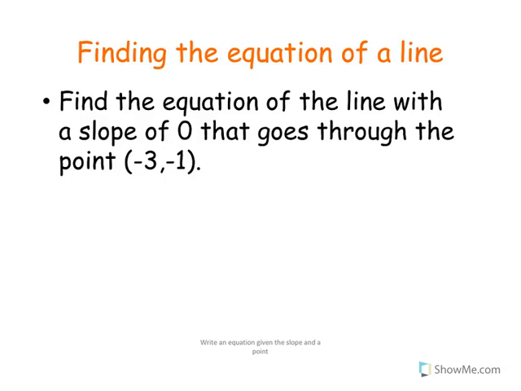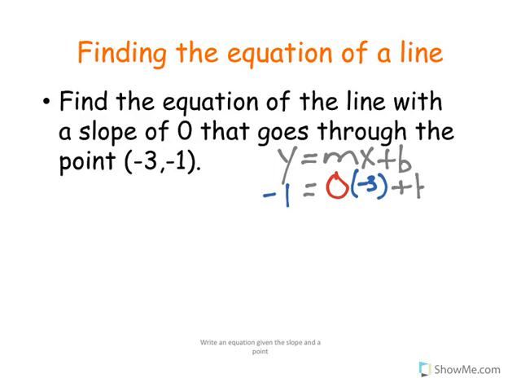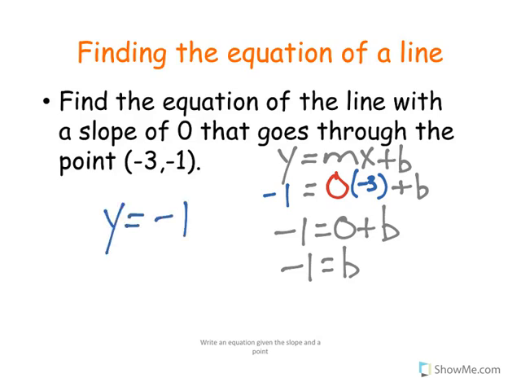All right, what about a slope of 0? All right, well, let's do the same thing. I'm going to fill in all my information. 0, negative 3, negative 1, looking for b. Well, 0 times negative 3 is 0. And 0 plus b is b. So b is negative 1. So my equation is y equals 0x, which is just 0 minus 1. So y equals negative 1.